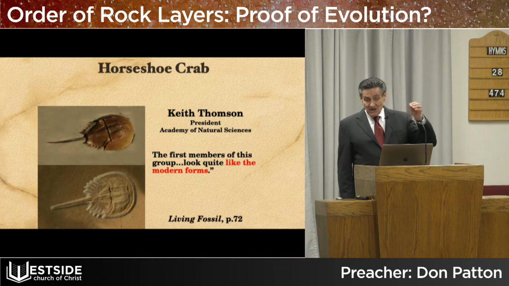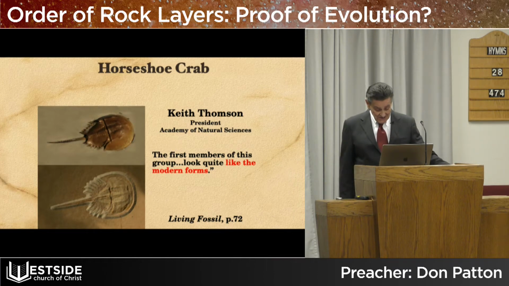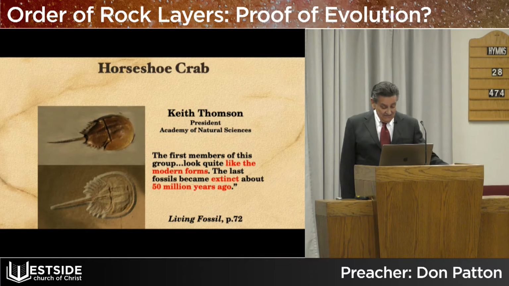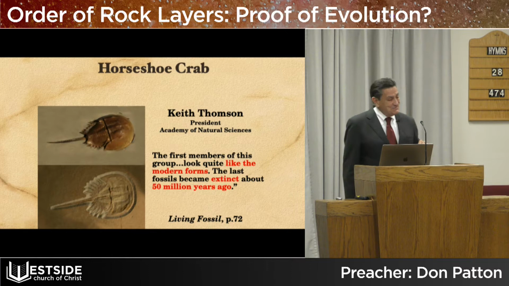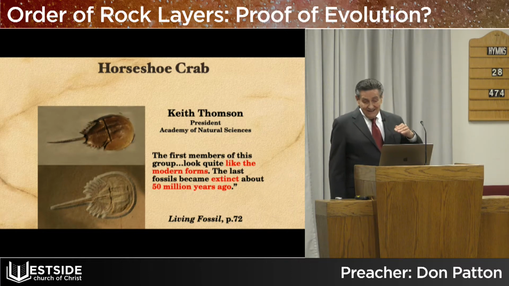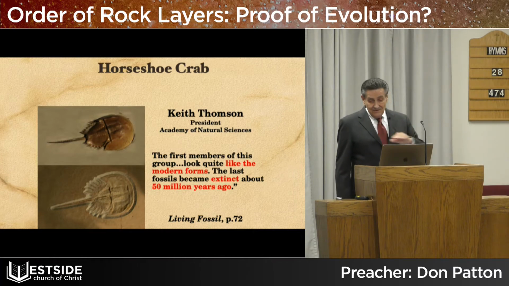The one you see up top was swimming around last year. The one at the bottom, 400 million years old, wow, they look very much the same, don't they? The last fossils became extinct about 50 million years ago. Now, wait a minute. Fossils became extinct. What he means is that 50 million years down from the top, you find no more. They went extinct, except they're all over the place.